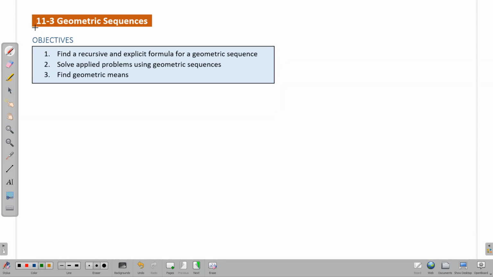This video covers section 11.3, geometric sequences. We have three objectives in this section. We're going to start by finding recursive as well as explicit formulas to represent geometric sequences. We will solve applied problems using geometric sequences, and then we'll finish with geometric means.